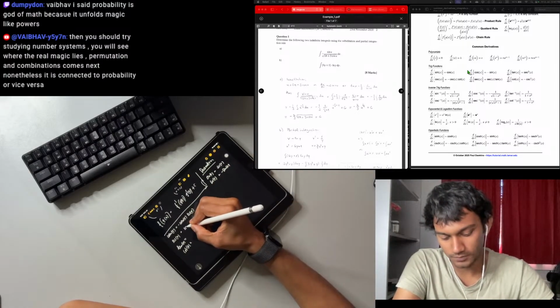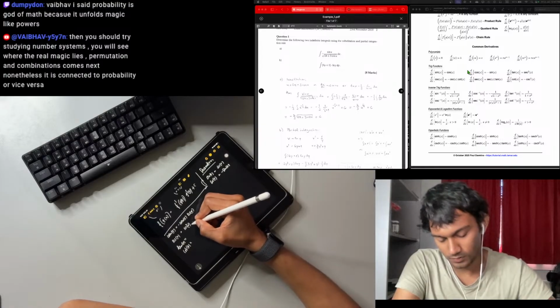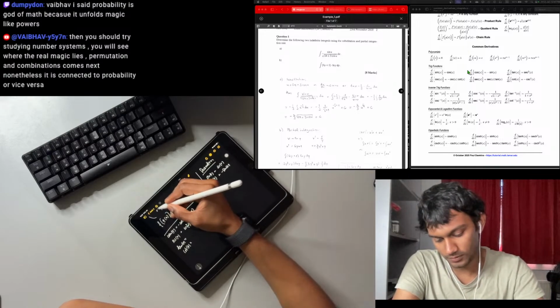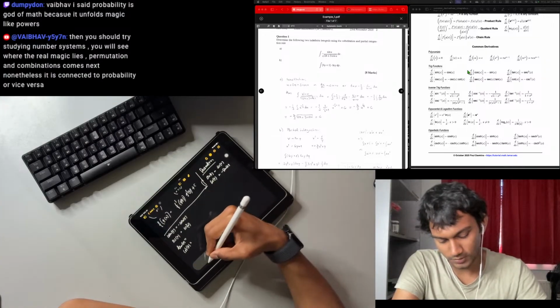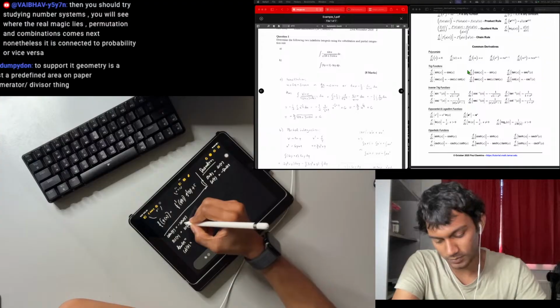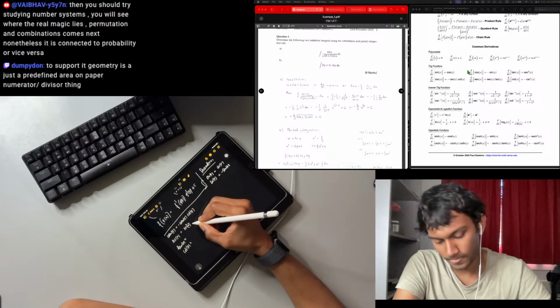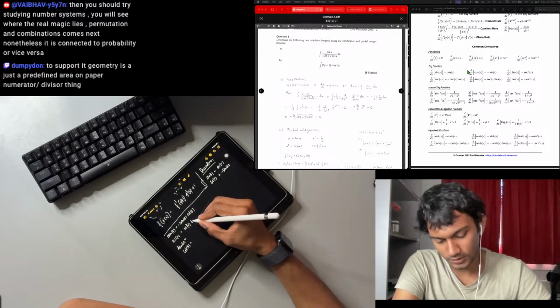Sec x. Cosine, tan, cot x. Wait. Cosine x is minus cosine x cot x. Sec x equals sec x times tan x.